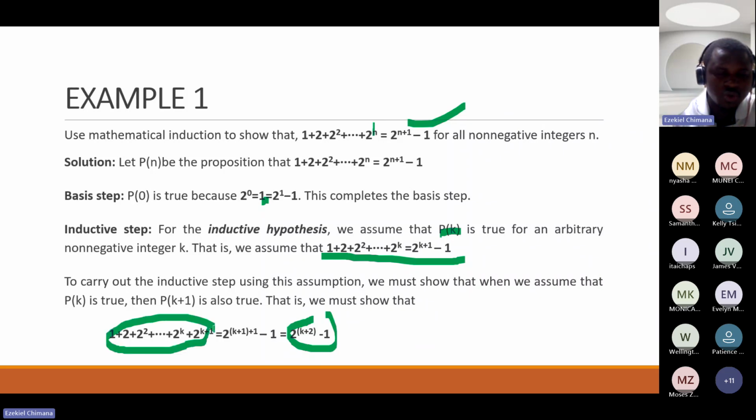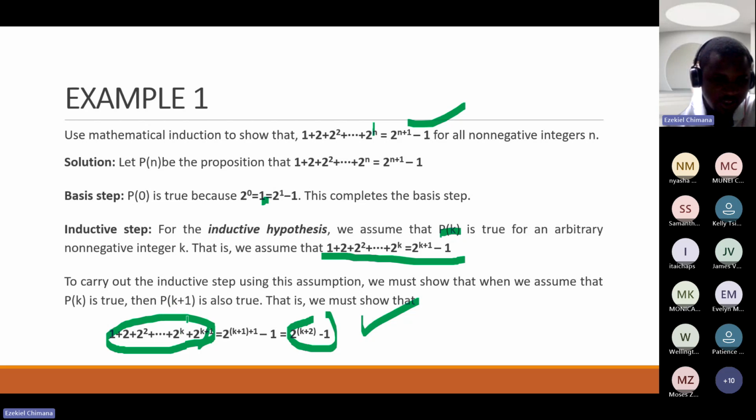So how do you use the hypothesis step from this one? At this moment, you need to consider the left-hand side. After considering the left-hand side, you need to prove that it is equal to this one. Take note of this, guys. You need to take the left-hand side and prove that it is equal to the right-hand side. So you need to take this whole thing and write it in this form. If you reach this form, you can safely say that by mathematical induction, the given statement is true.